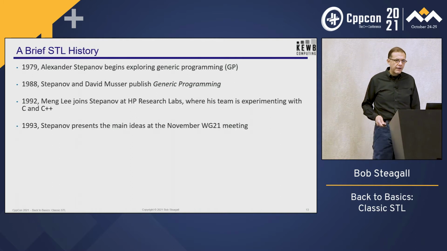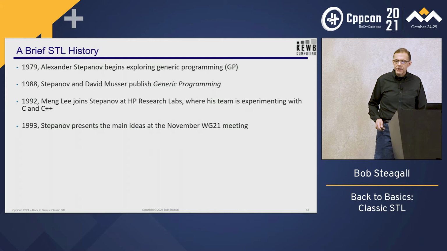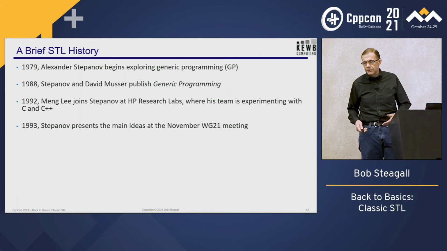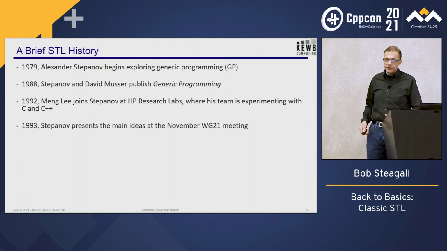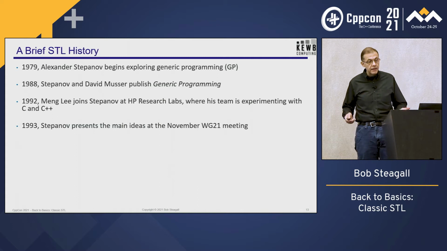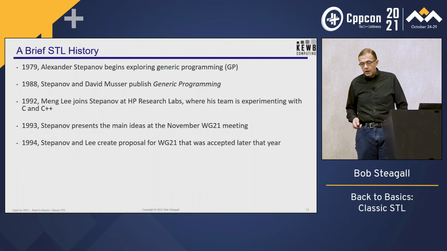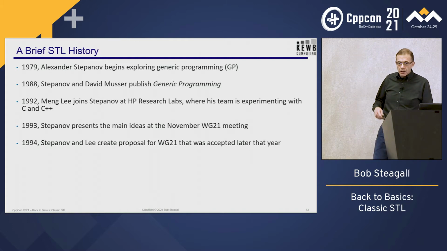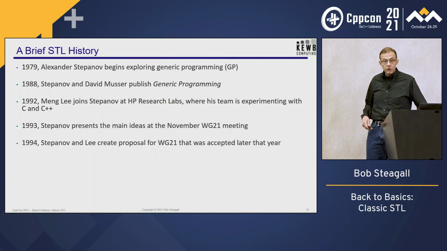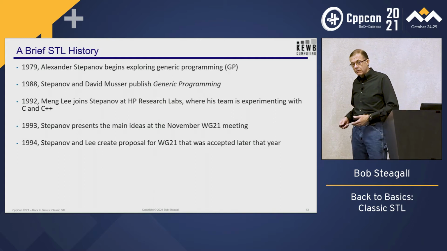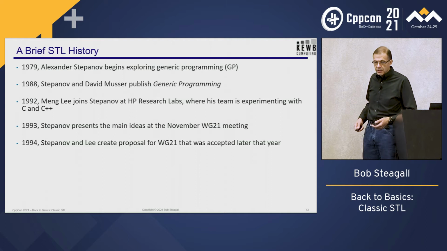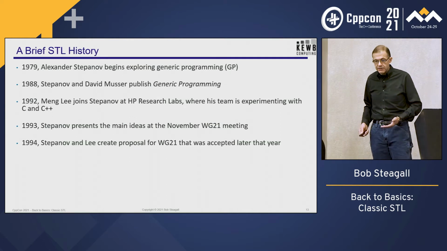At the behest of Andrew Koenig in 1993, he presented some of his main ideas at the November meeting of the C++ Standardization Committee. And they apparently liked it quite a bit. They asked him to come back with a proposal. In early '94, Stepanov and Lee presented their proposal for what would come to be known as the STL in the springtime meeting. And that proposal was actually accepted later that year.